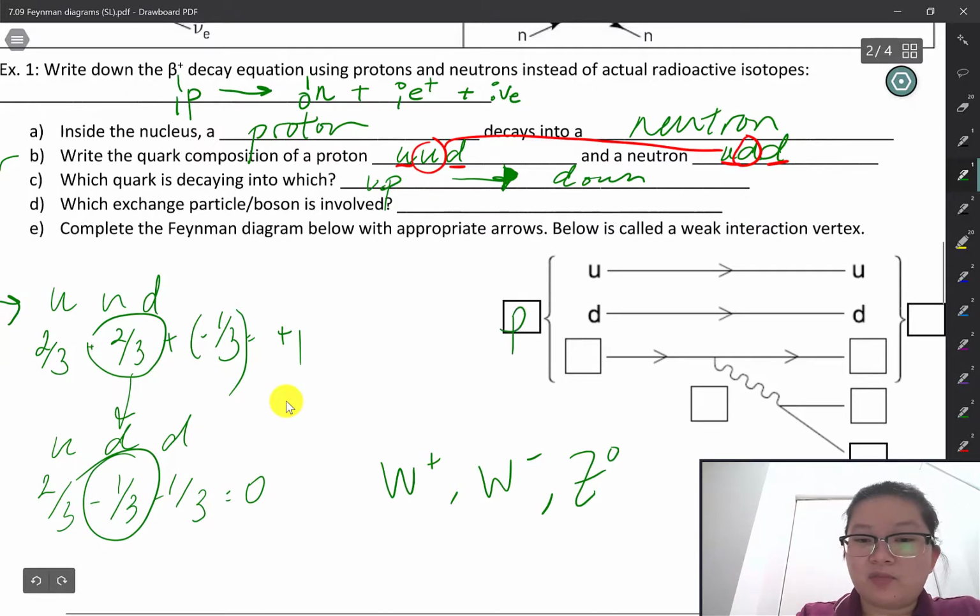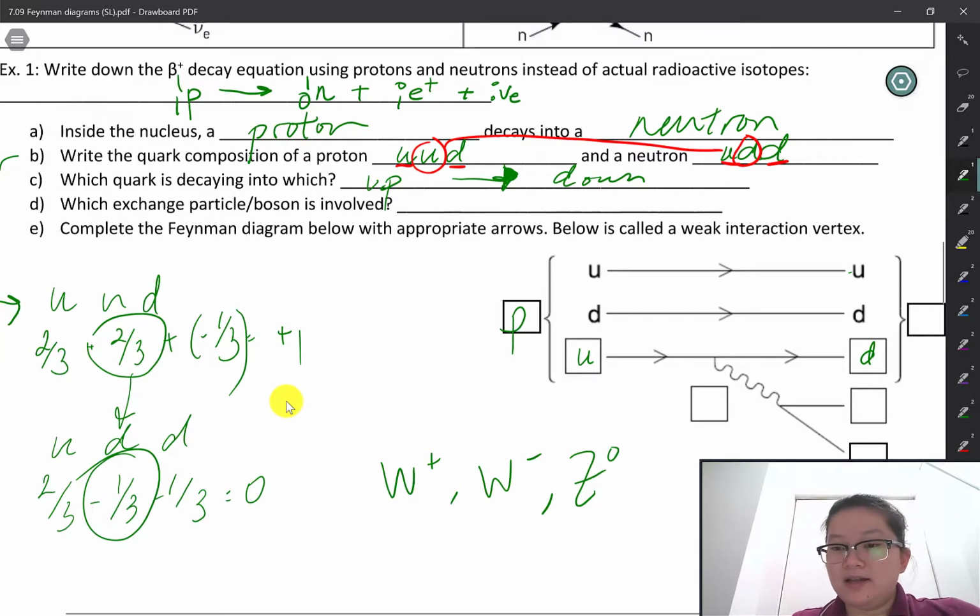First of all, we're going to have a proton here. And notice it shows us that the up quark and down quark don't change. The only thing that's changing is an up quark to a down quark. And this product here is a neutron.